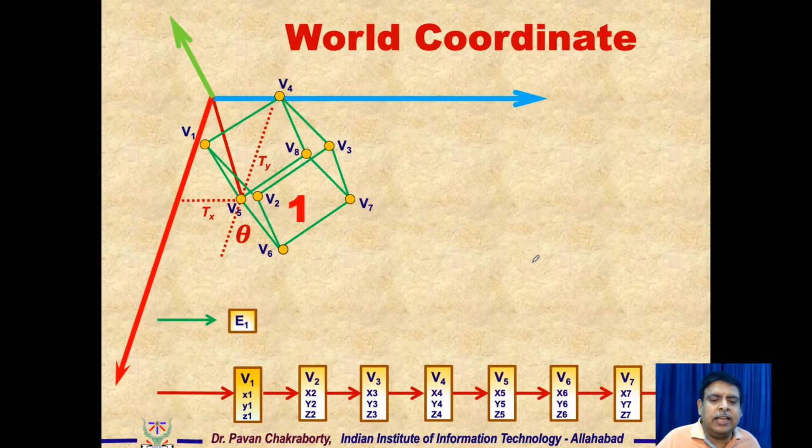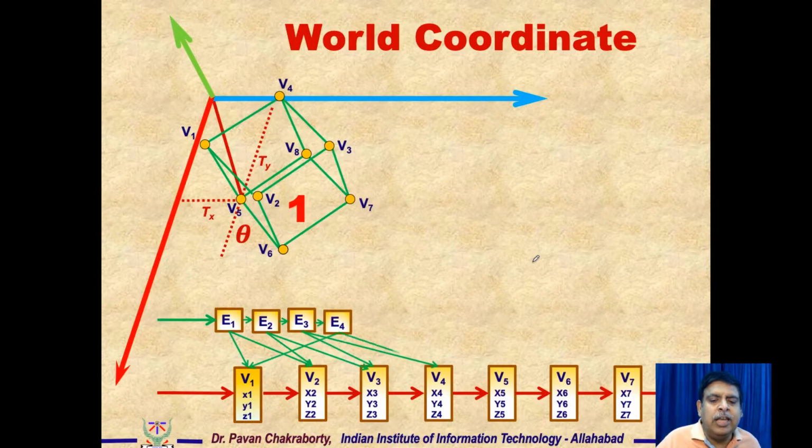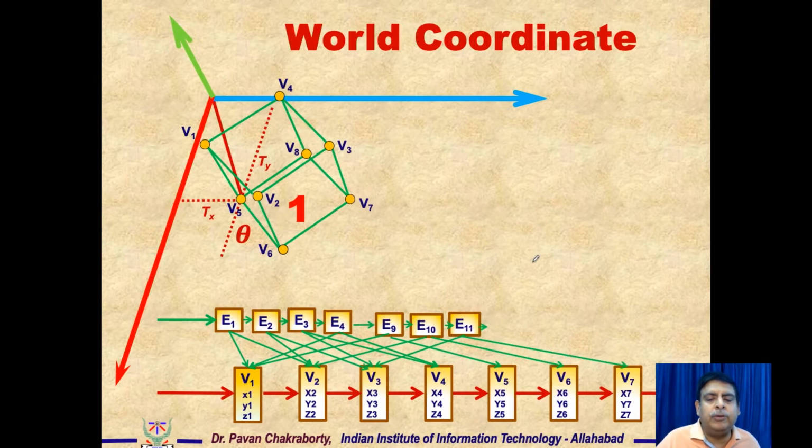Above this vertex linked list is my edge linked list, where I have E1 connecting V1, V2, E2 connecting V2, V3, E4 connecting V1 and V4. It forms the top square. Similarly, if I take the other coordinates, it forms the other edges of the cube, and in total I have 12 edges, which describes my cube.